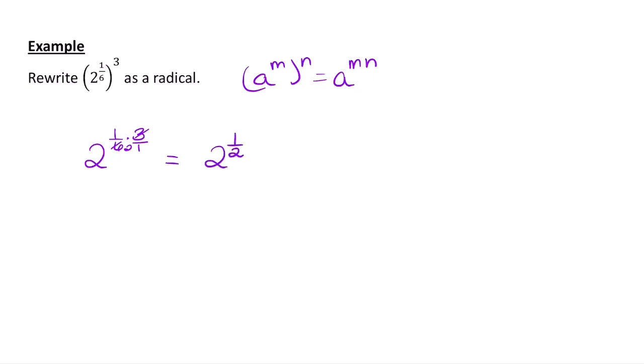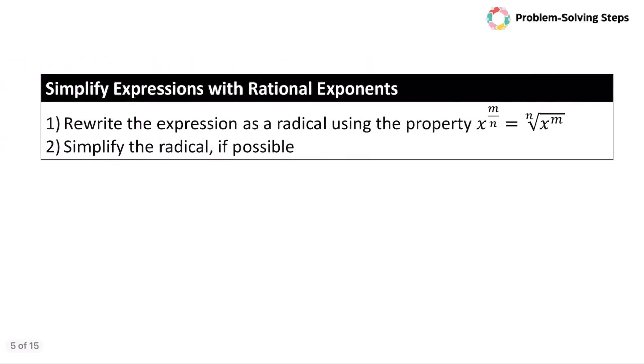Well, 2 to the 1/2, if I use that property, that's going to turn into the square root of 2 to the 1. But I usually don't write that 2 for square roots, and I usually don't write exponents of 1, so I can just rewrite this as the square root of 2. So when we simplify expressions with rational exponents, we're going to rewrite as a radical using that property. Then we're going to simplify the radical whenever possible.